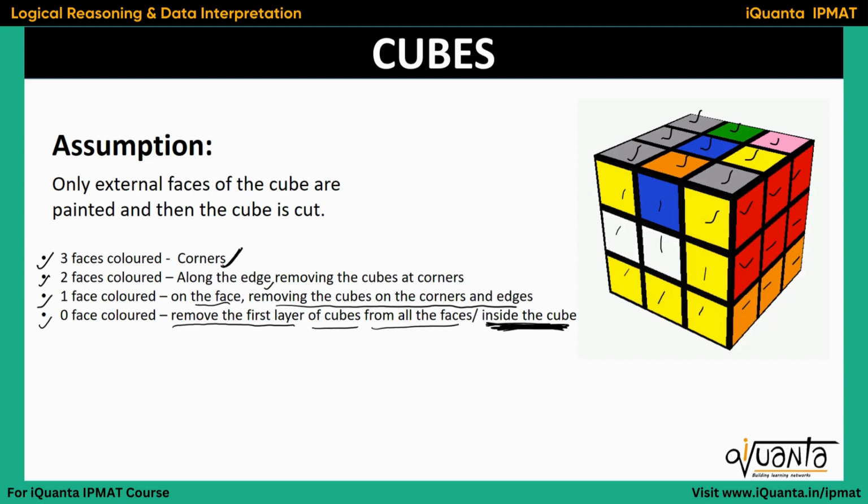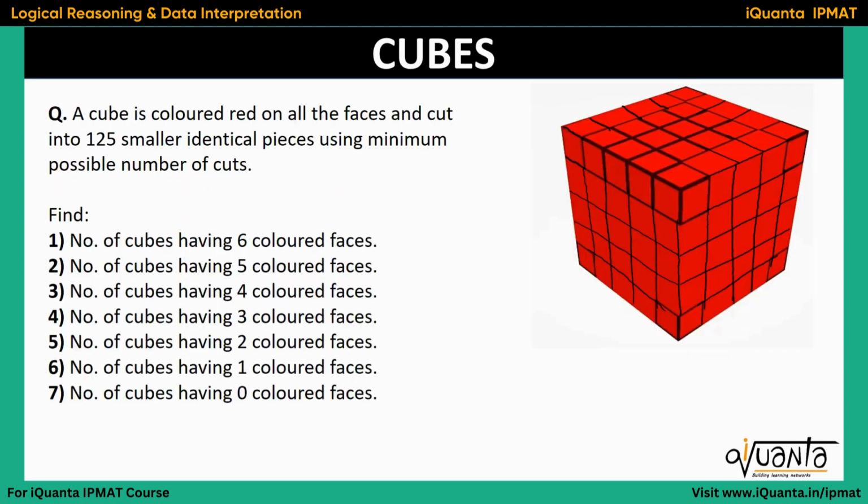Now let us try to understand these concepts with the help of an example. A cube is colored red on all the faces and cut into 125 smaller identical pieces using minimum possible number of cuts. So the cube is being cut into 125 smaller identical pieces. That means for identical pieces we have to distribute the cuts evenly into the x-axis, y-axis and z-axis.